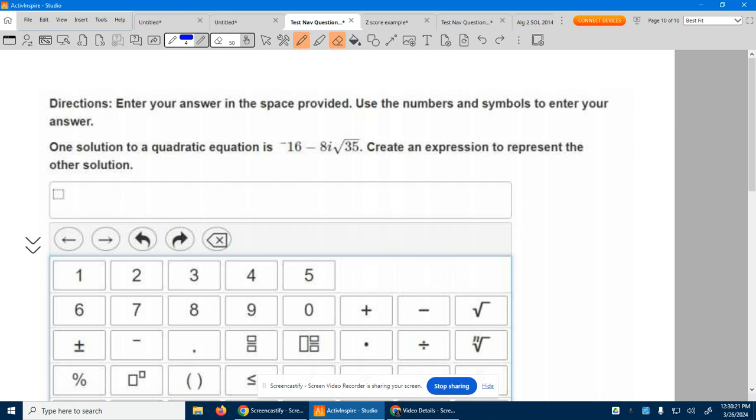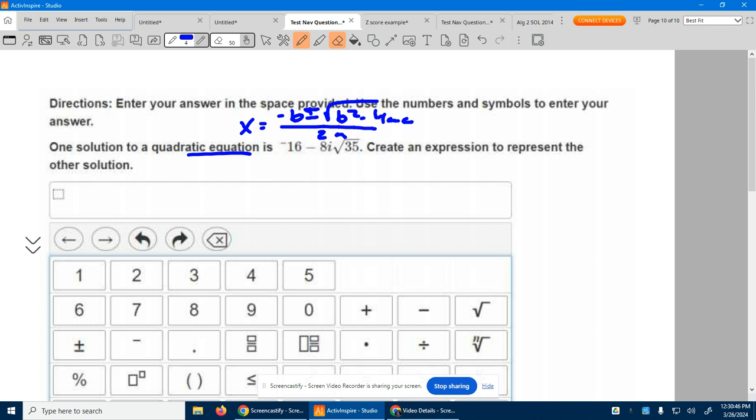All right. So it says here, we want to punch in the numbers to the calculator below, but it says one solution to a quadratic equation is -16 minus 8i times the square root of 35. Now, quadratic equation, remember, the quadratic formula, even if you look, it'll give it to you. Opposite of b plus or minus square root of b squared minus 4ac all over 2a.